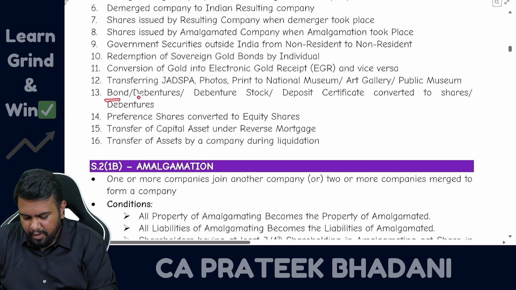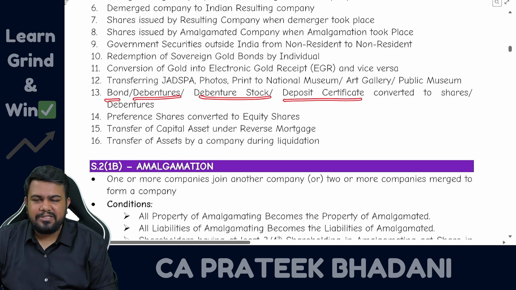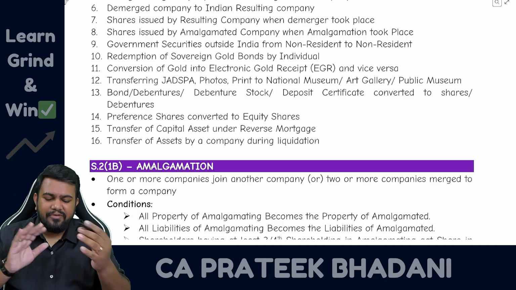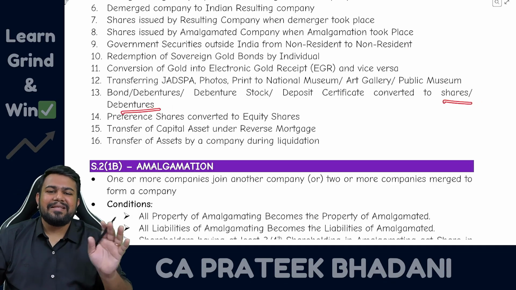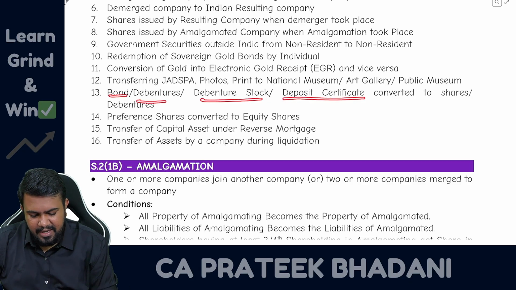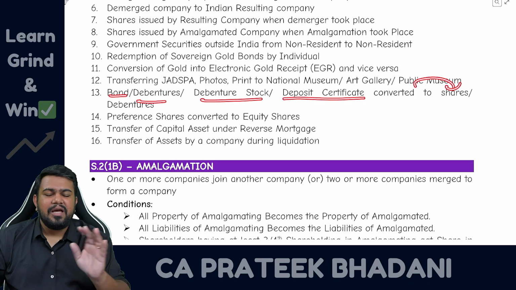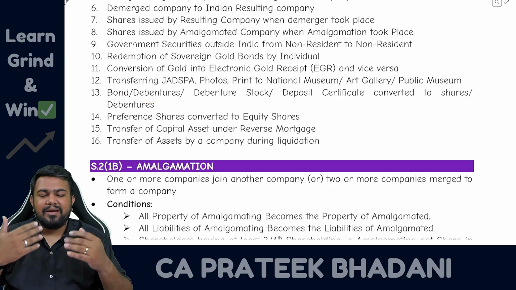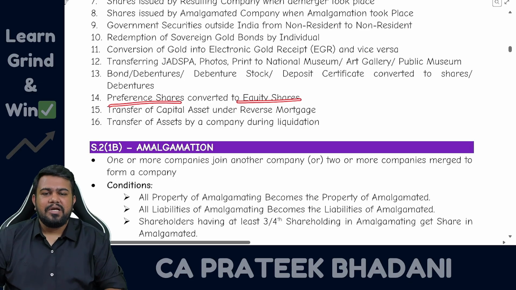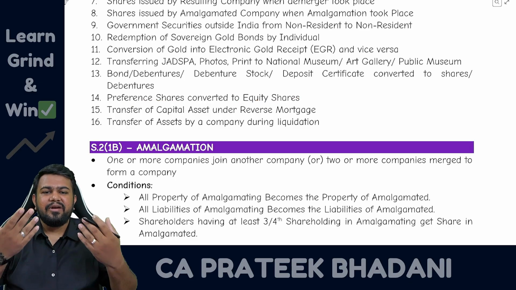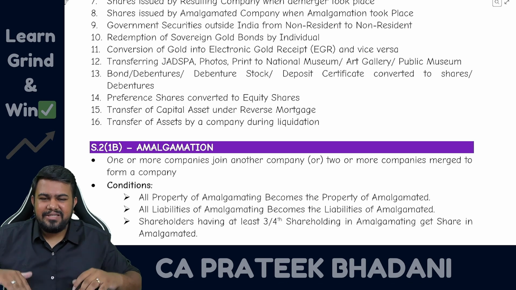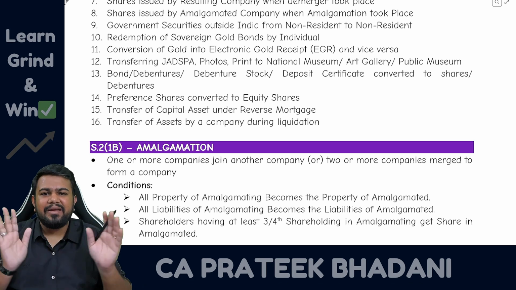Next one: bonds, debenture stock, deposit certificate converted into shares or debentures. When these types of securities are converted into shares or debentures, it is a transaction not regarded as transfer. Next one: preference shares converted into equity shares. If I am holding preference shares and they are converted into equity shares, should I pay any capital gain tax? The answer is no, because preference shares converted into equity shares is not regarded as transfer.